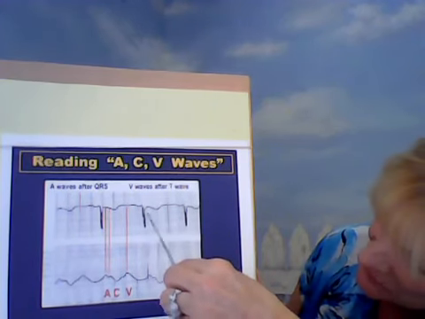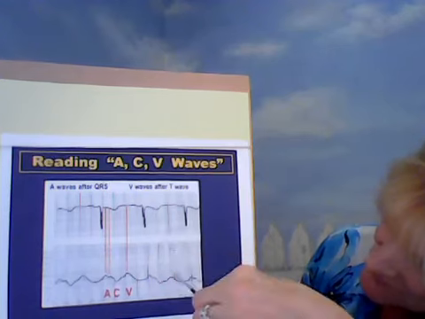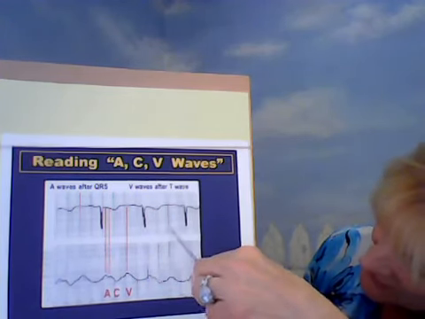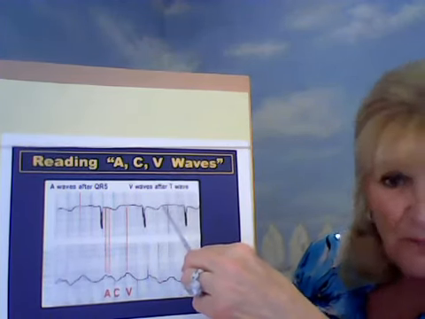Because when I follow it, it's right after the QRS. This is a V wave. How do I know that? I follow it up. It came after the T wave.